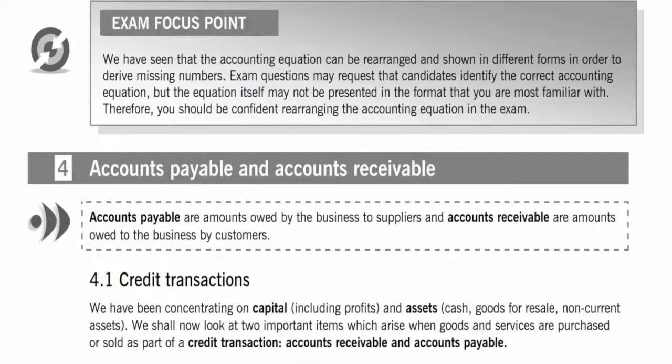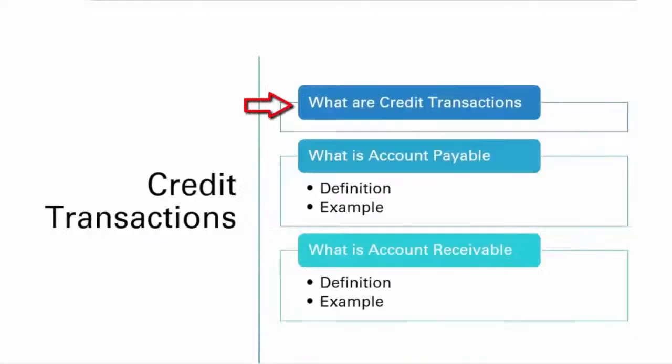Let's start with the basics. What are credit transactions? When we talk about credit transactions, we mean situations where payment doesn't happen right away. Instead, the business or the customer agrees to settle the amount later. Think of it like a promise. You either owe money to someone, that's accounts payable, or someone owes money to you, that's accounts receivable. This promise forms the basis of these two accounts. Easy enough so far, right?